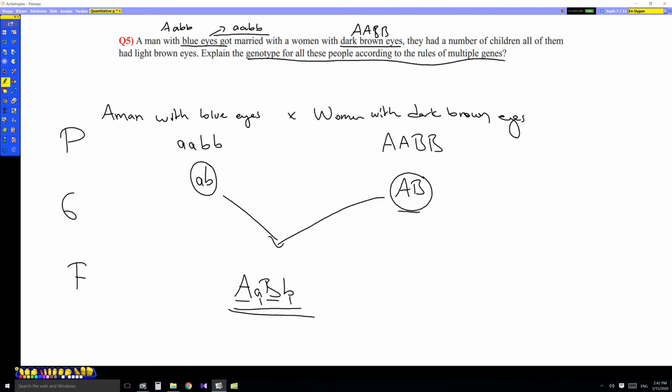According to the rules of multiple genes, dark brown eyes are full dominant, and light brown eyes have 2 dominant and 2 recessive alleles. So 2 dominant alleles are received from the mother. It means the remaining 2 recessive alleles are received from the father. Because only recessive alleles are received from the father, the father is pure. So one kind of gamete proves the purity of the father.